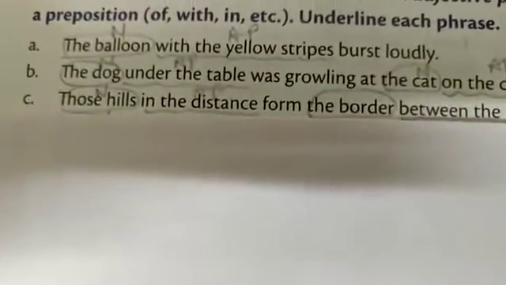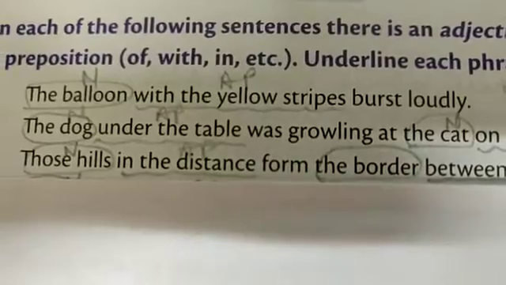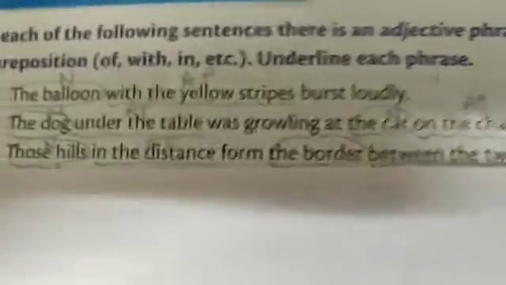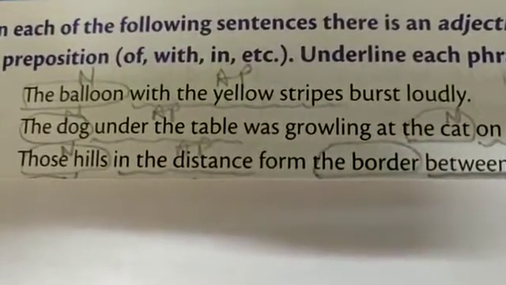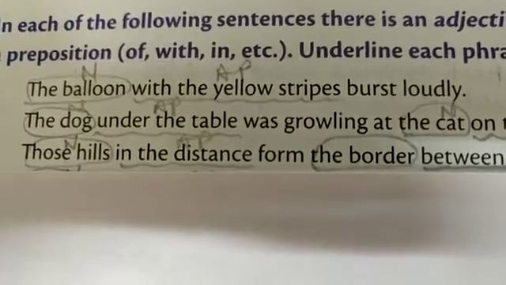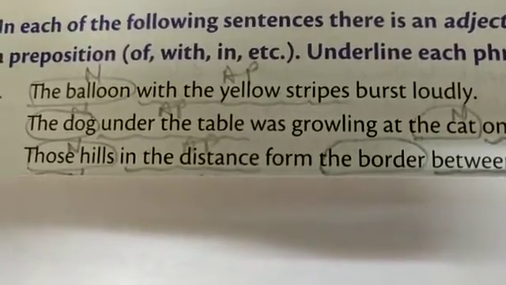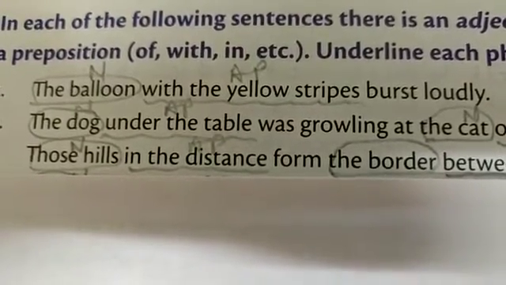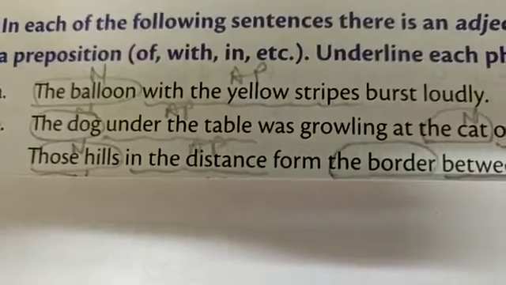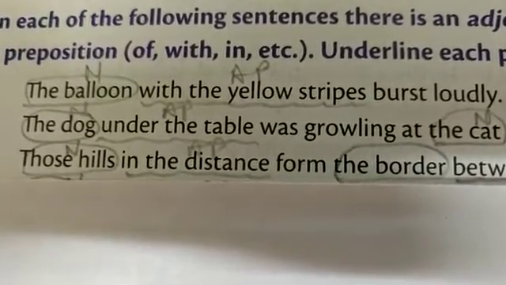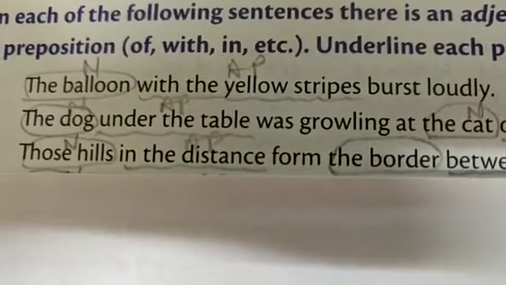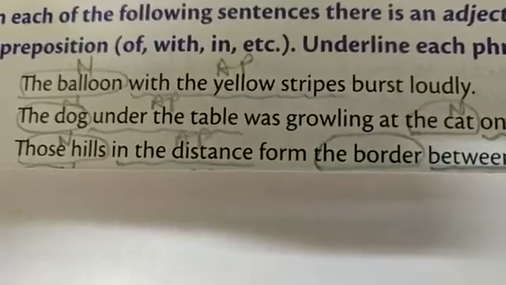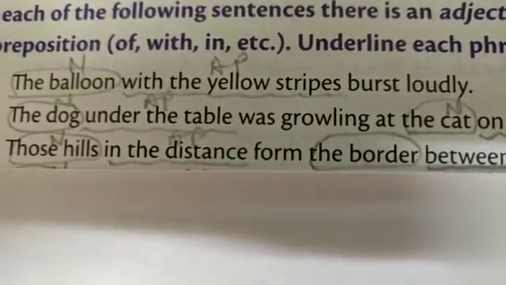Now coming to the third sentence. The hills in the distance form the border between the two countries. Let us look at the first part of the sentence. Those hills in the distance, right? Those hills is the noun. The distance is the object. Now in is the preposition over here. So those hills is the subject, and in the distance is the prepositional phrase, which is also the adjective phrase because it is talking about which hills? Those hills in the distance.